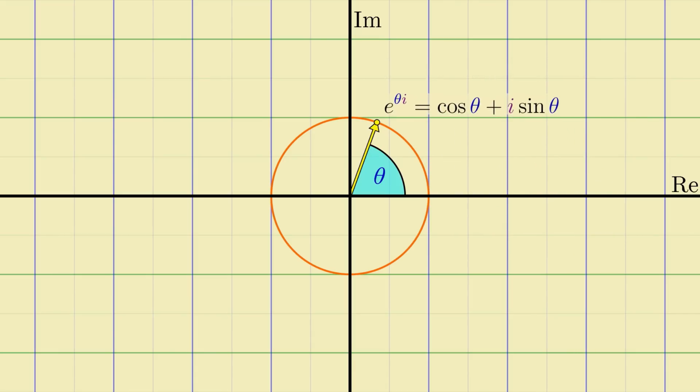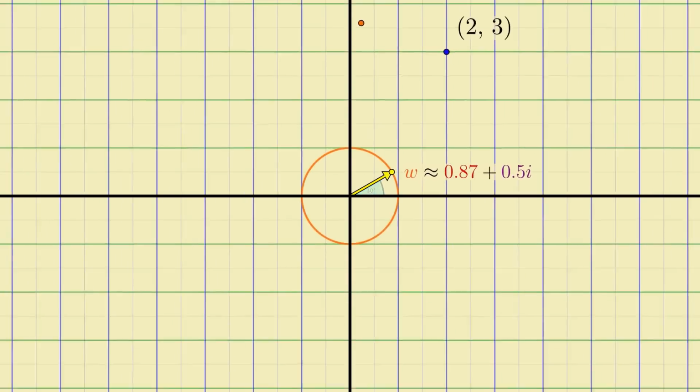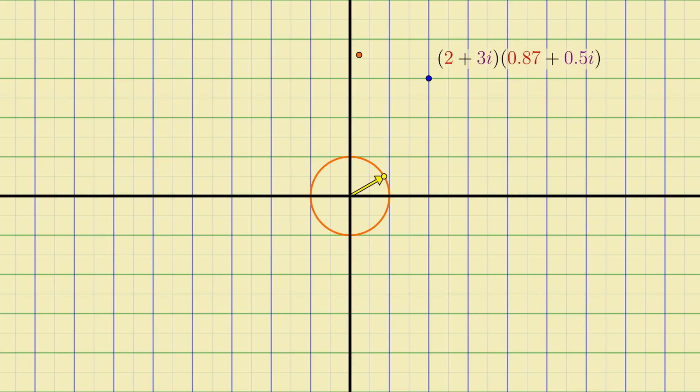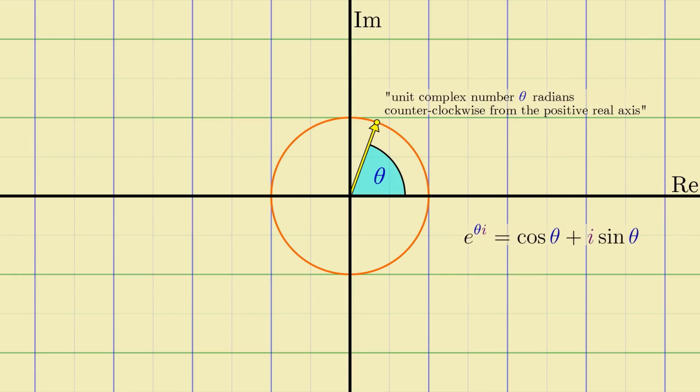And right at the center of it all is Euler's formula, which gives a way to convert an angle into the corresponding complex number which, when multiplied, applies a rotation by that angle. The idea was that raising e to the power of theta i results in cosine of theta plus i sine of theta, which is the unique complex number that causes a point to rotate theta radians counterclockwise while keeping its distance to the origin fixed.